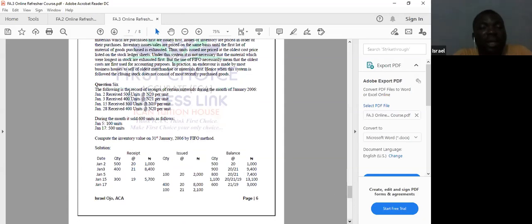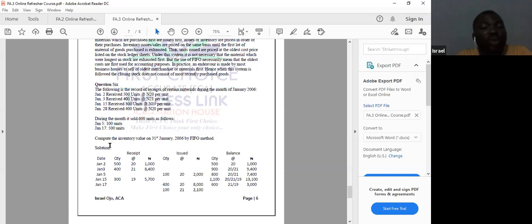It says that the following is the record of receipt of certain material during the month of January 2006. So they gave us the information. They say during the month, it sold 600 units as follows. And it says compute the inventory value on 31st January 2006 by FIFO method.